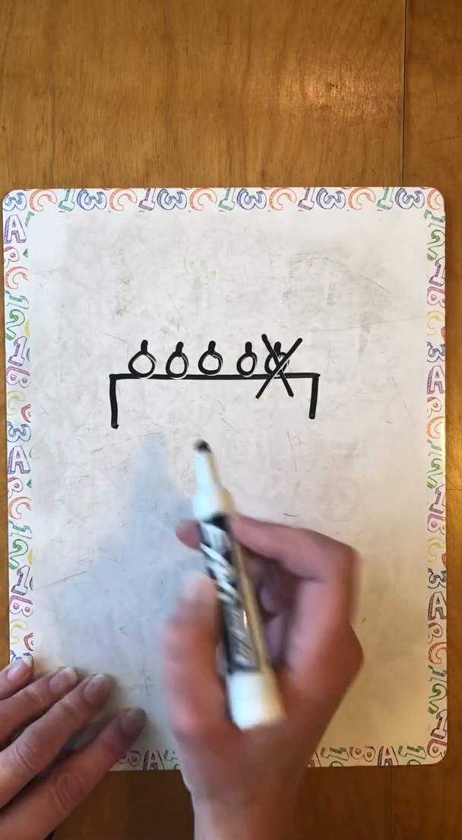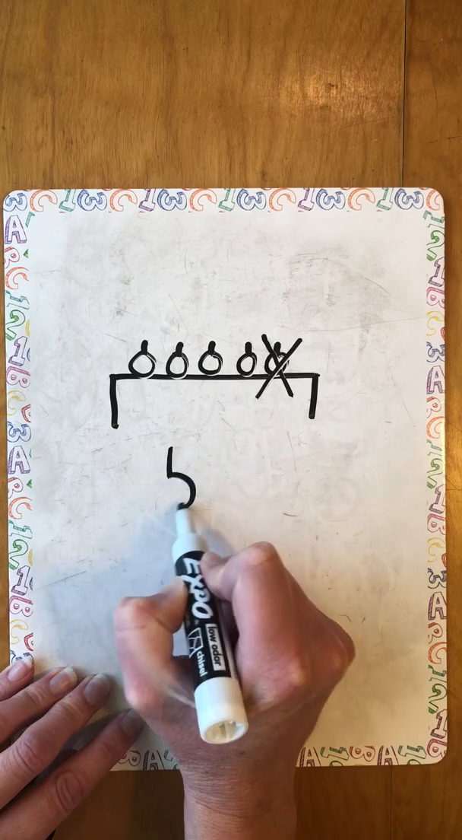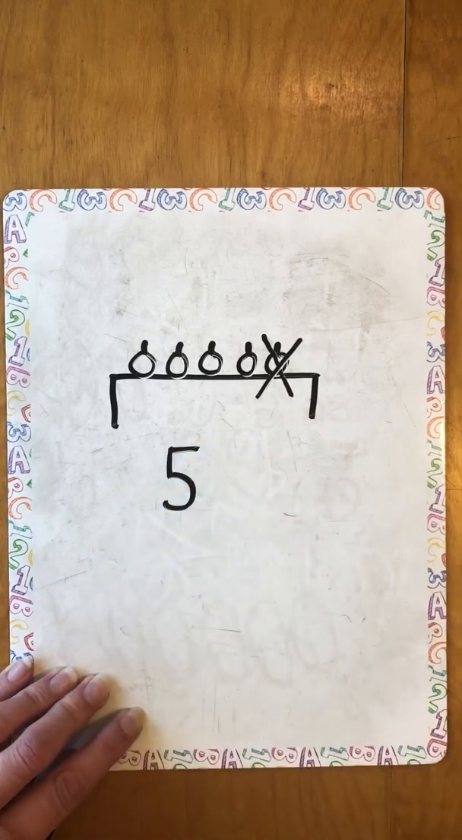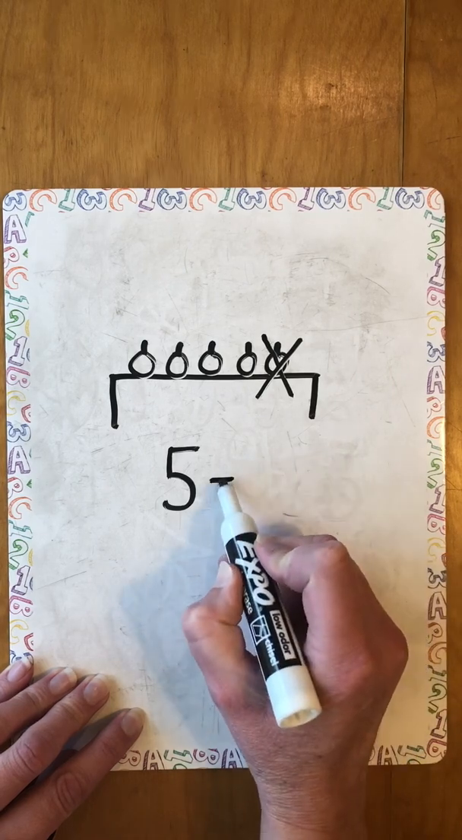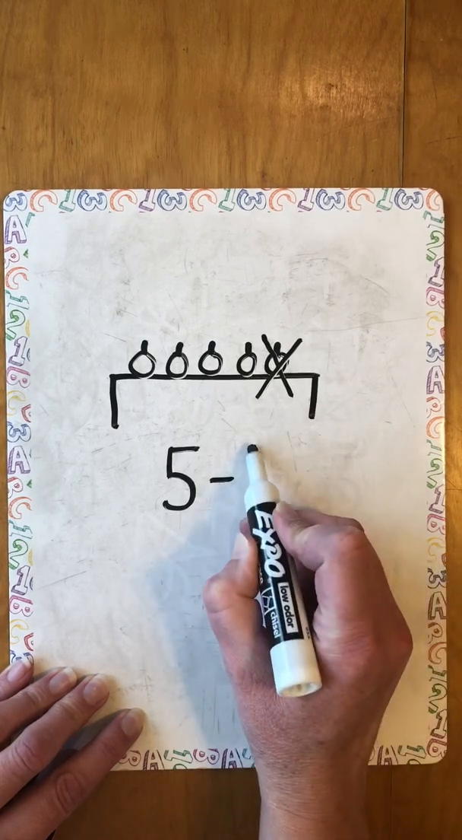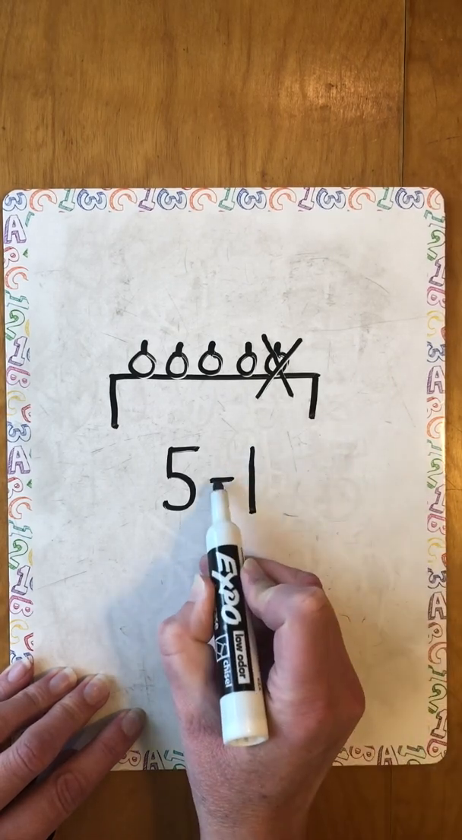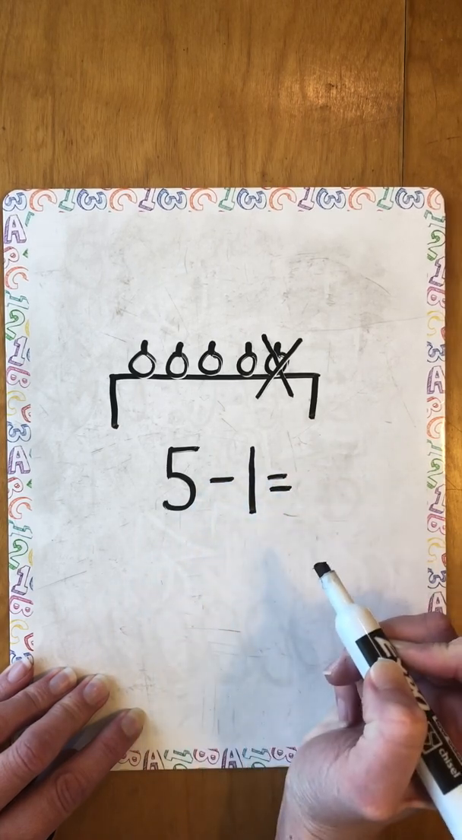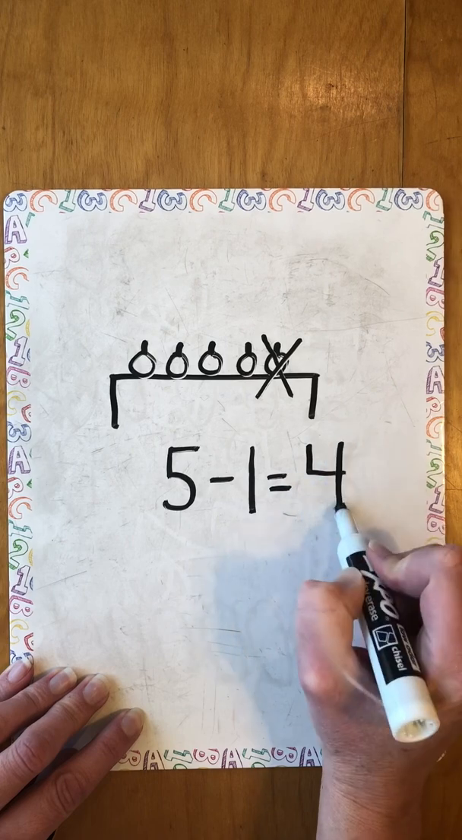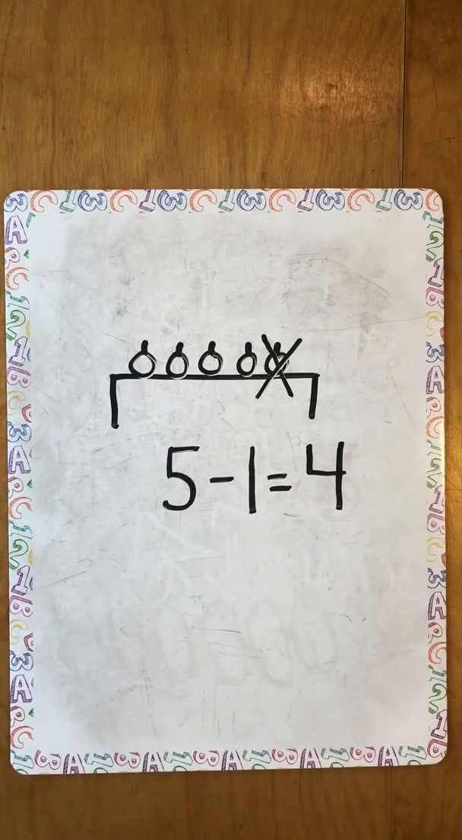So let's write that problem down. We started with 5 apples on the table. We took away, we ate, in this case, we ate 1. So we take away 1. And what did it equal? 4. That's how you do subtraction word problems.